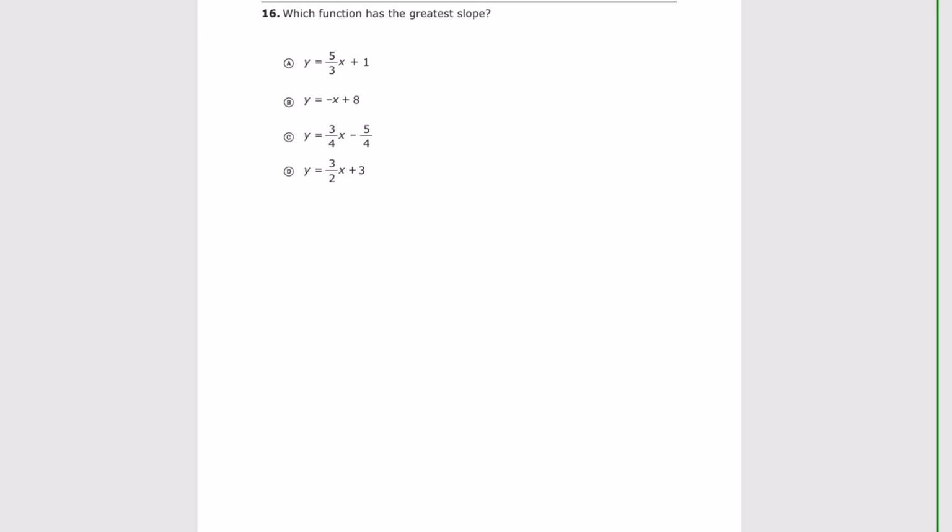We are asked which function has the greatest slope. To compare slopes, we rewrite each equation in the form y equals mx plus b. The number in front of x is the slope. After comparing all the slopes, the line with the largest positive slope is the steepest. That is choice A, the line with slope 5/3.